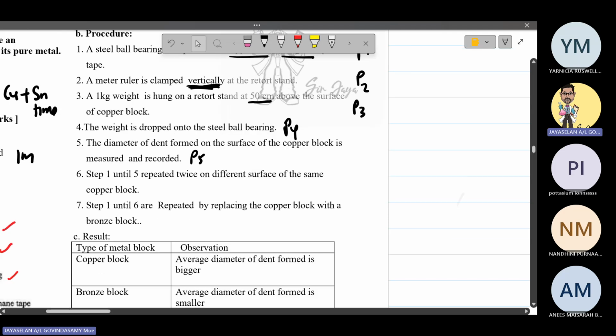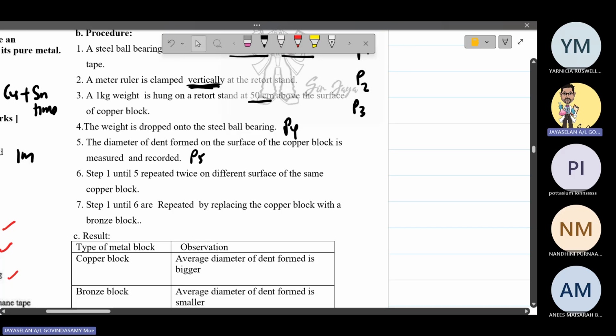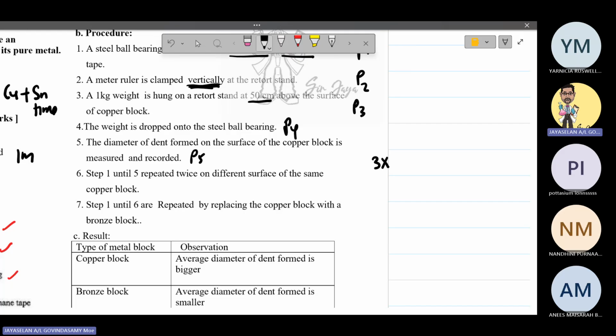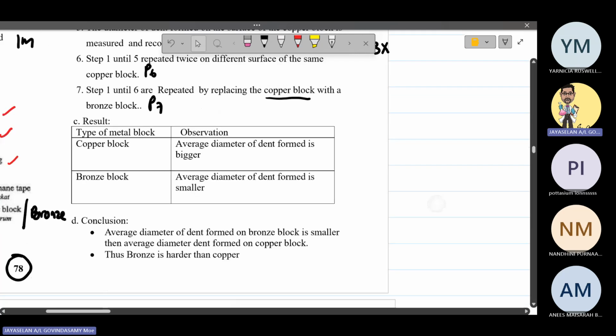Step 1 you must remember. Step 1 until 5 is repeated twice. You must do 3 times at 3 different places, right? It is repeated twice at 2 different surfaces of the copper block. So this is 0.6. A lot of students forget to answer this. Then step 1 until step 6 is repeated by replacing the copper block with the bronze block. You already score 0.7. Any question? No question?